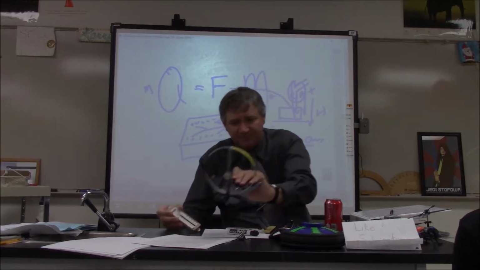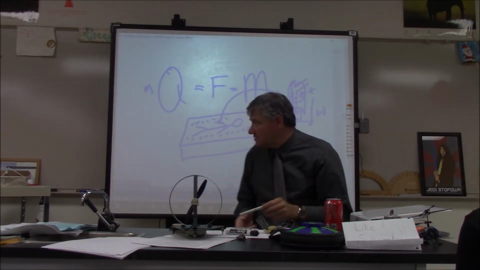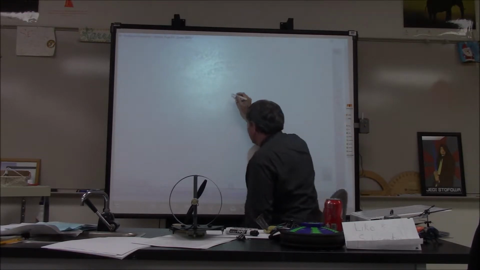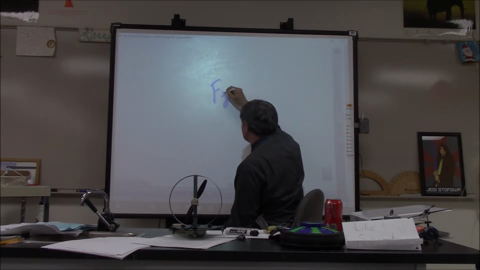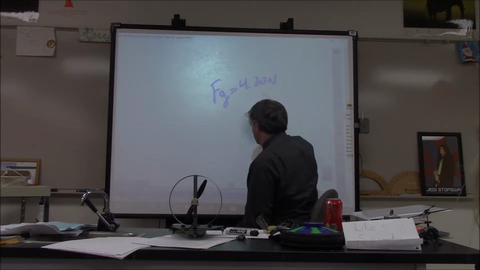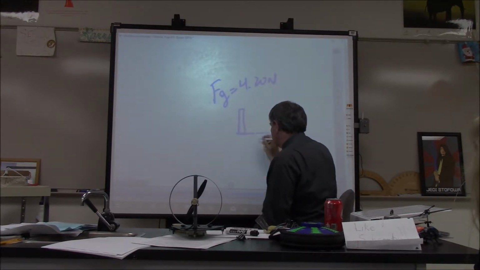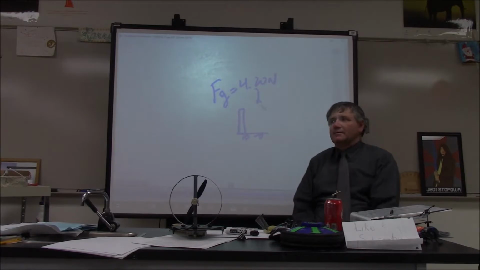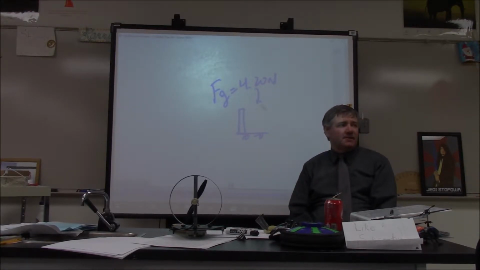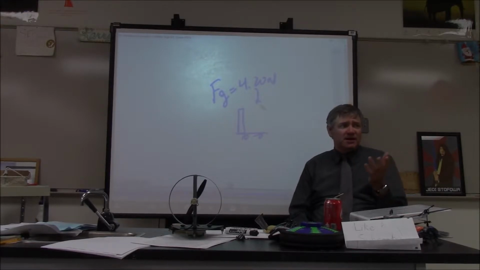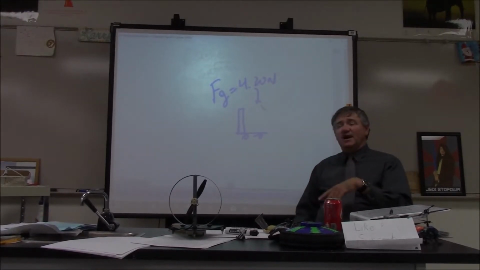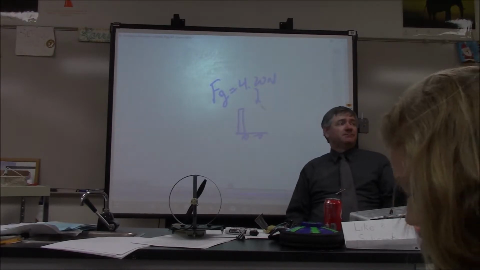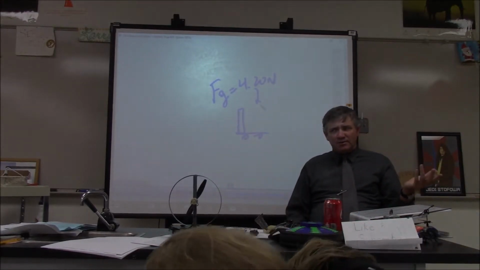So here's my question. How can I take that 4.20 newtons, which is the weight of the fan cart, Fg equals 4.20 newtons, and use that to get the mass of the fan cart? Divided by 9.8. Divided by what? 9.8, the acceleration of gravity. What's the acceleration due to gravity? 9.8 meters per second squared. Because if I divide that number by negative 9.8, I'm going to get the negative mass, which is just weird.